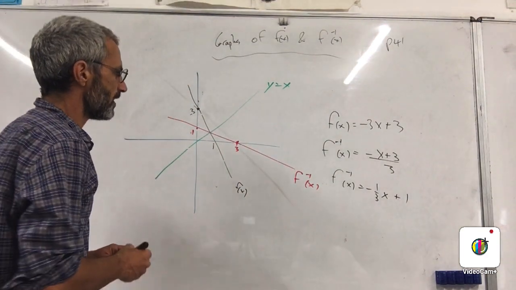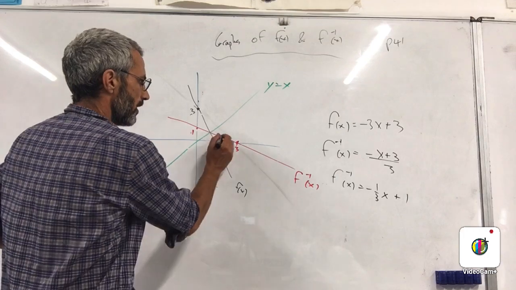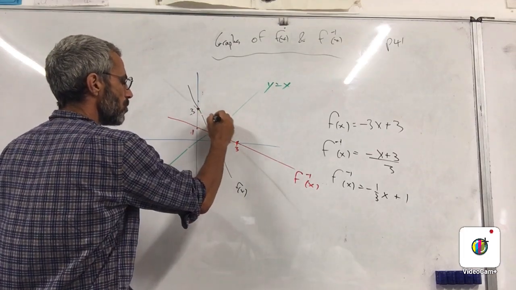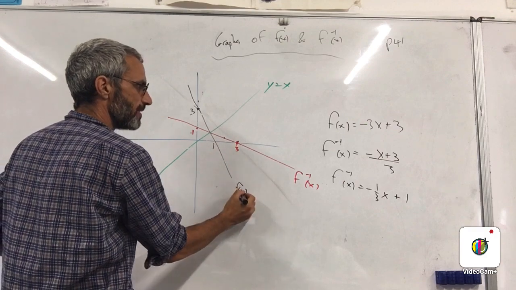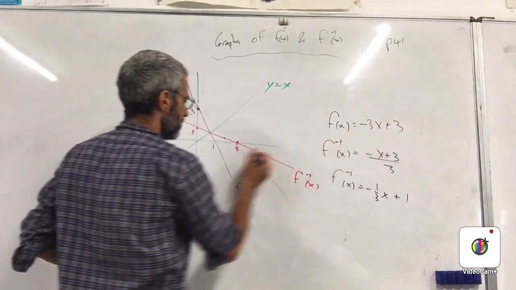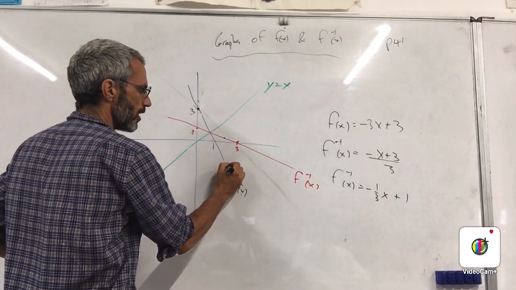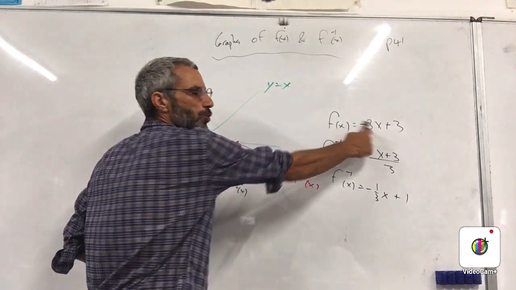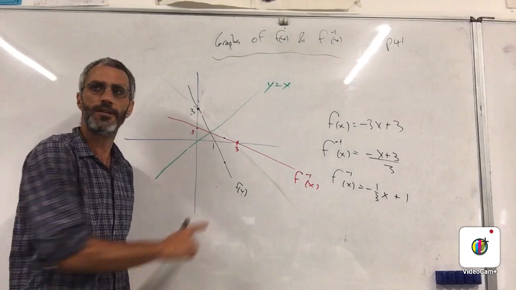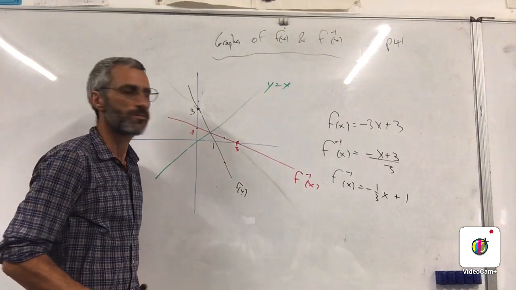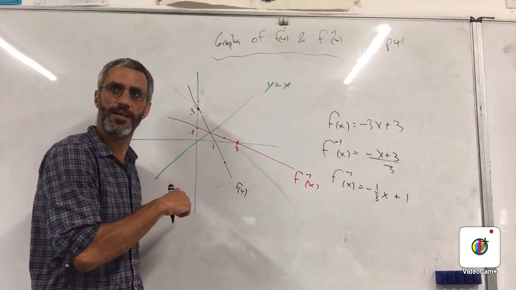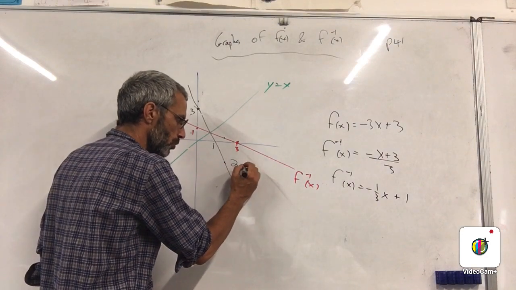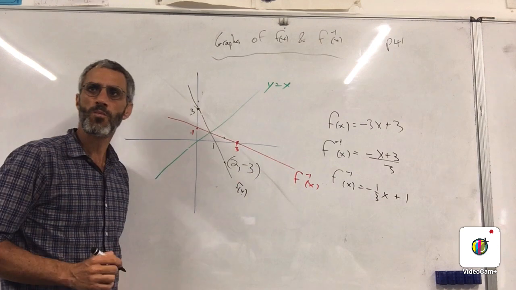Let's take another point. Let's see what happens when x is equal to 2. If I put 2 here, what will be the y in the function? Put a 2, so it's minus 6 plus 3, which is minus 3. So the point is 2, minus 3.